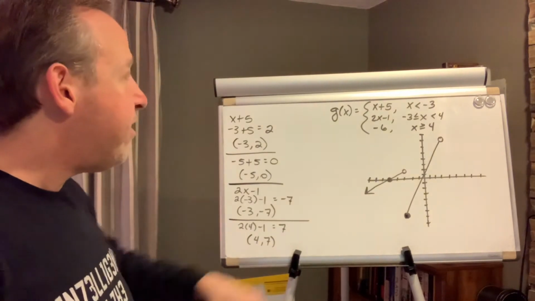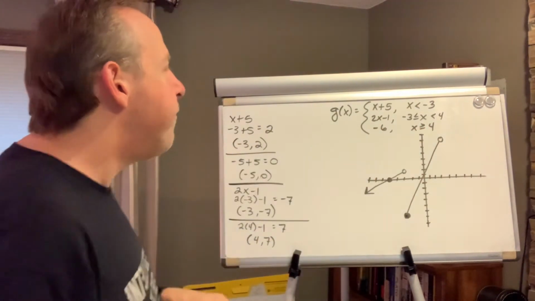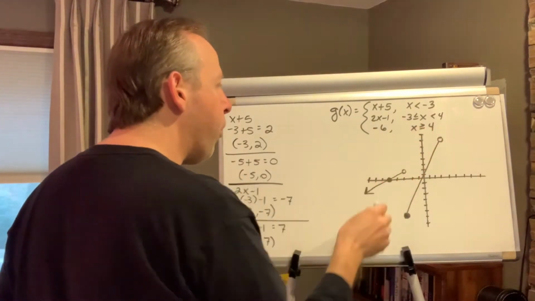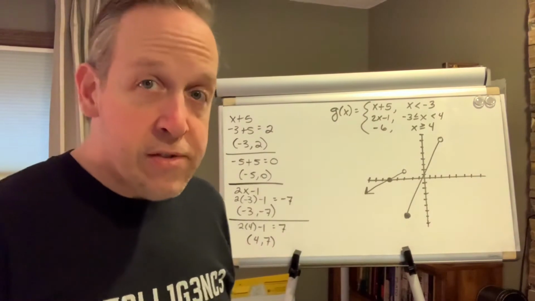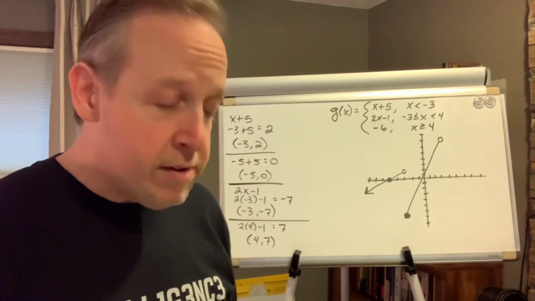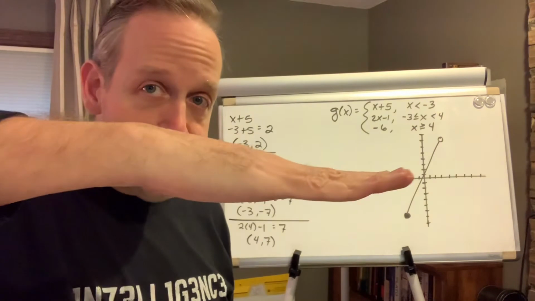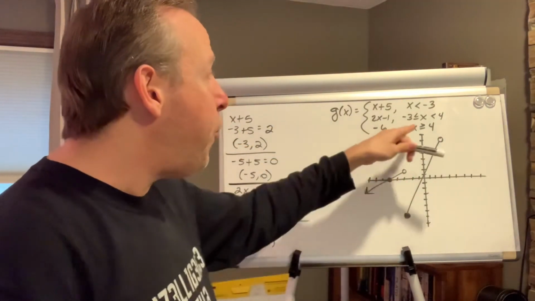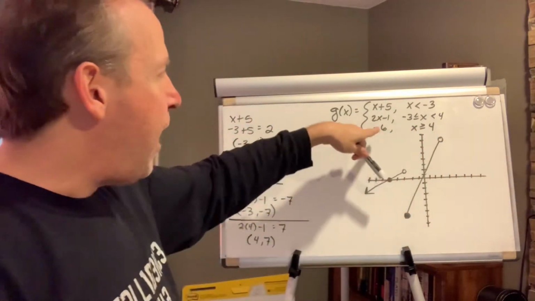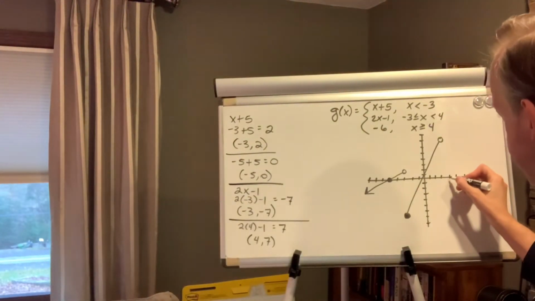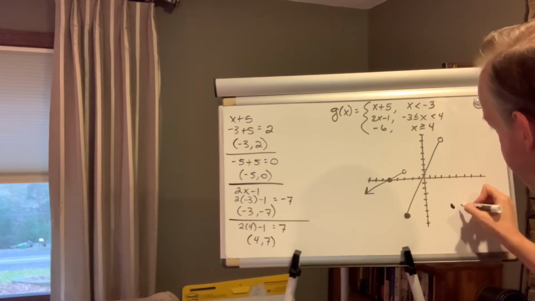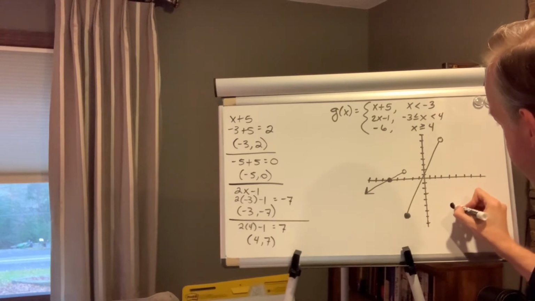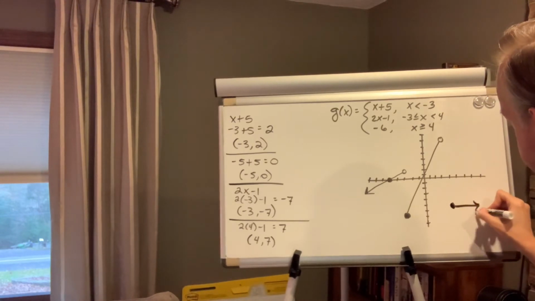Now, the last section says, for any x value starting at 4 and going above, the output is just -6. There's no x there, which means that it's a horizontal line. It's a horizontal section starting at 4 and going to the right, and the output will be -6. So at (4, -6), I have a closed dot. And then the arrow goes horizontally to the right.